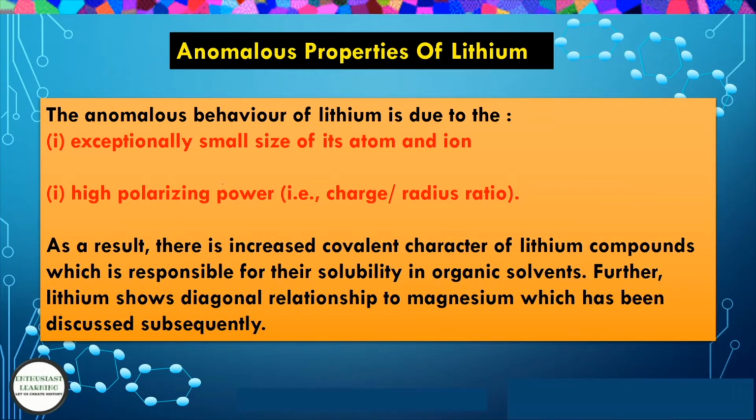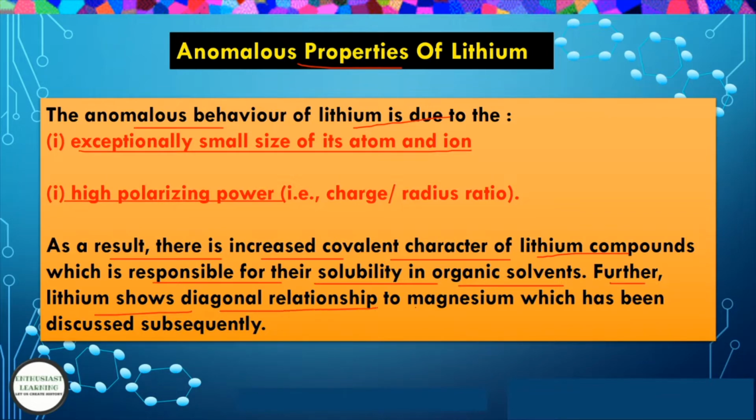Anomalous properties of lithium. The anomalous behavior of lithium is due to the exceptionally small size of its atom and ion and high polarization power. As a result, there is increased covalent character of lithium compounds, which is responsible for their solubility in organic solvents. Further, lithium shows diagonal relationship to magnesium, which has been discussed subsequently.